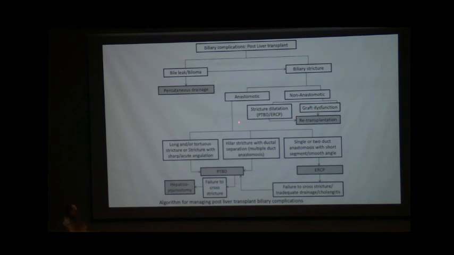But as far as the anastomotic stricture is concerned, if we find a long and tortuous stricture or a stricture with sharp or acute angulation, it is better suited for PTBD. A tight stricture with ductal separation, or multiple duct anastomosis, is again better suited for PTBD, whereas a single or two duct anastomosis with a short segment and smooth angle is better suited for ERCP, which is comfortable for the patient as well. If there is a failure to cross the stricture on ERCP, the patient can be taken for PTBD. If we are unable to do PTBD or unable to cross the stricture, then definitely hepaticojejunostomy is the choice we should go ahead with.